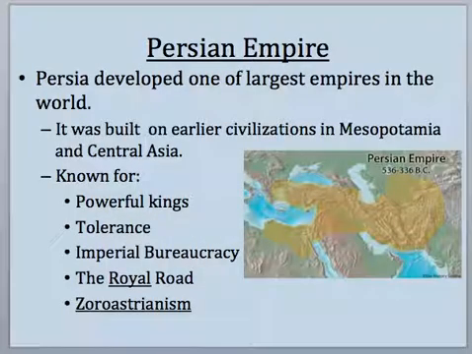So, starting with the Persian Empire, Persia developed one of the largest empires in the world. It was built on other civilizations in Mesopotamia. Remember, civilizations were already existing there between the Tigris and Euphrates rivers. What Persia became known for were its powerful kings, the fact that it was very tolerant, its imperial bureaucracy, the royal road, which was a huge accomplishment, and the Zoroastrianism religion.